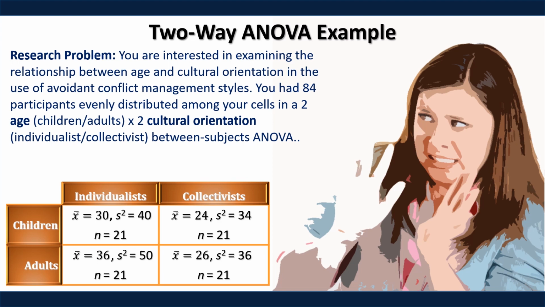It's important to note that there are three hypotheses being simultaneously tested here, which correspond to the three F-statistics we'll get from our factorial ANOVA table. They are the hypothesis of a main effect for age, a main effect for cultural orientation, and an interaction effect.